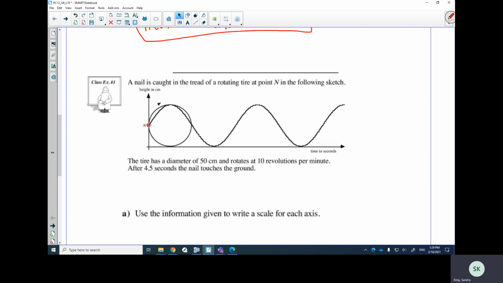This is going to be the height of the nail. It says height in centimeters, so that's going to be the height of the nail. And they just tell us this is time in seconds. What it says is a tire has a diameter of 50 centimeters. So the diameter of this tire is 50. The diameter is actually useless in this question, but we'll write it down. The diameter is 50 centimeters.